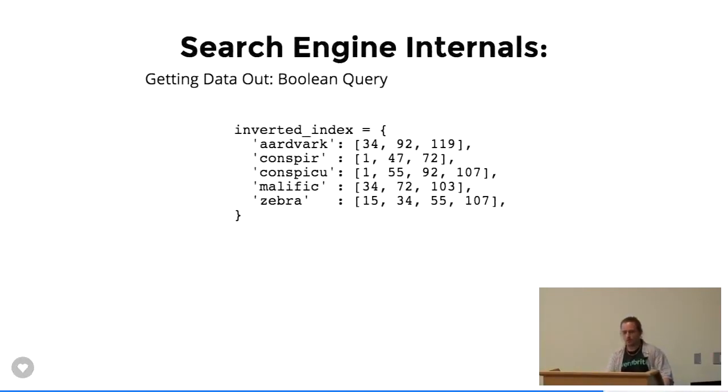All right, so we have now gotten all the information into the index. The next half of the equation is getting information out of the index. So our inverted index looks like this. And to make this interactive: given that data structure, what's the easiest way to find all documents that contain conspicuous and aardvarks? Anyone?